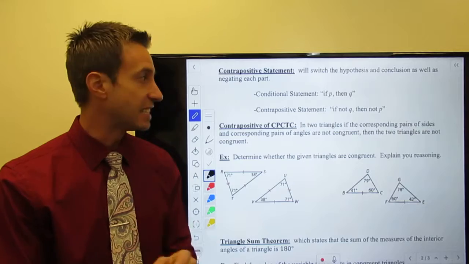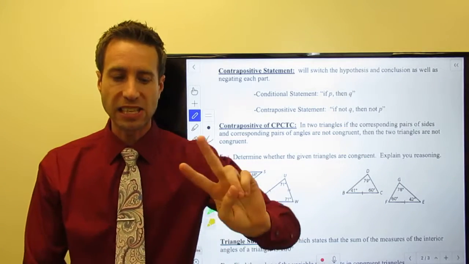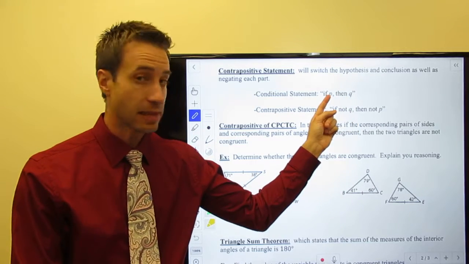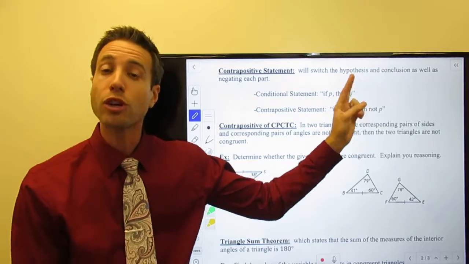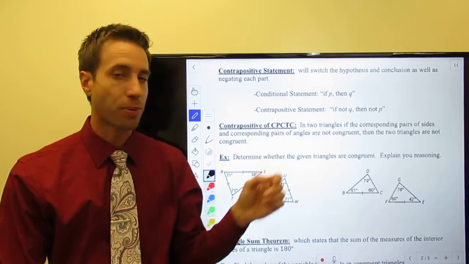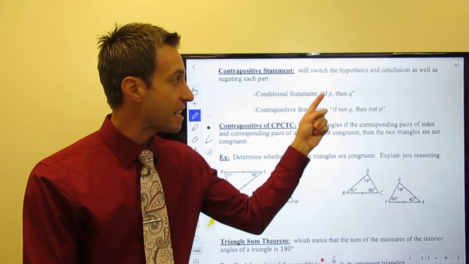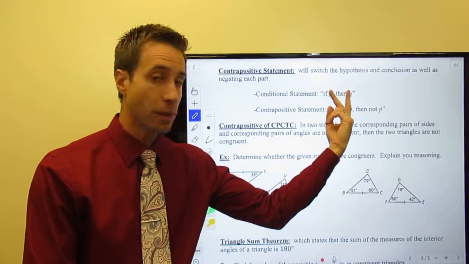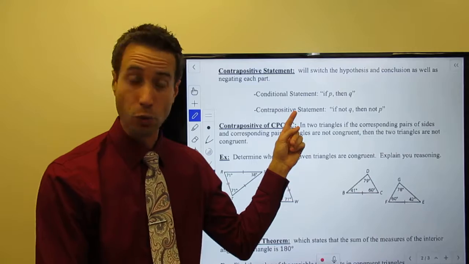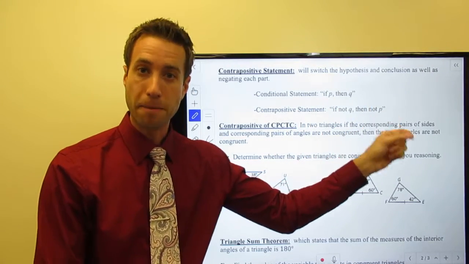If you're given a conditional statement, if P then Q, the contrapositive is going to switch the hypothesis and the conclusion. P is the hypothesis, Q is the conclusion. We're going to switch those, and in order to do the contrapositive, I have to negate both statements. So I switch the P and the Q and negate both of them. The contrapositive would be if not Q, then not P.